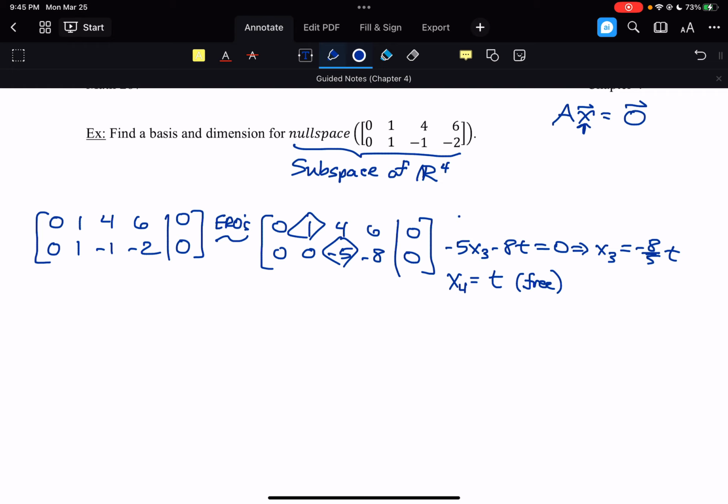And then x2 here, plus 4 times negative 8/5 t, plus 6 times t, equals 0, gives us x2 is 2/5 t. And x1, don't be fooled by the fact that these are both zeros. That doesn't mean that x1 is zero. It means that it is not specified in either equation and therefore can be anything. So we're going to let x1 be r, which is another free variable. So we have, again, two unpivoted columns. That's two free variables.